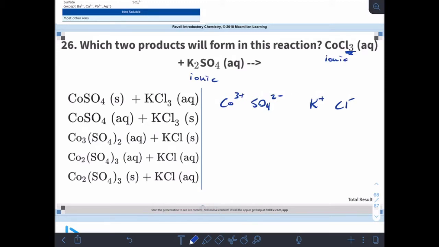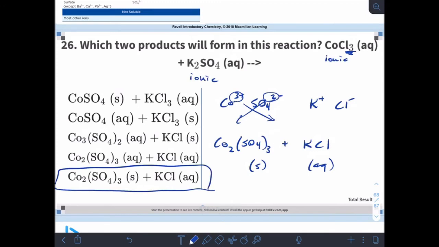With our cobalt and our sulfate, we'll do a double crisscross. So I'll have Co2(SO4)3, and then our potassium and our chlorine just go together as such. And then our sulfate is going to be a solid, and anything with a potassium is going to be AQ. All right, so cobalt sulfate with the solid and potassium chloride with the aqueous is that one right there.